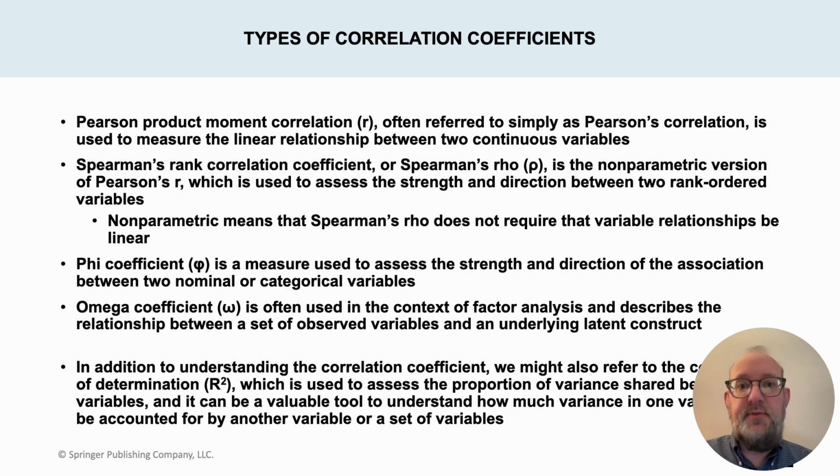Kendall's tau coefficient is a non-parametric correlation coefficient that measures the strength and direction of the ordinal relationship between two variables. It is similar to Spearman's rank correlation coefficient, but takes into account tied ranks, making it more robust to ties in the data.